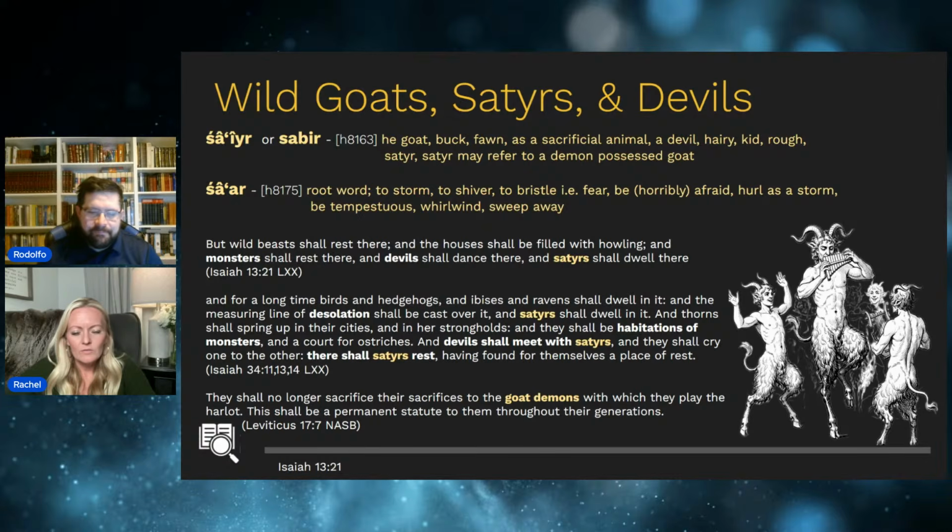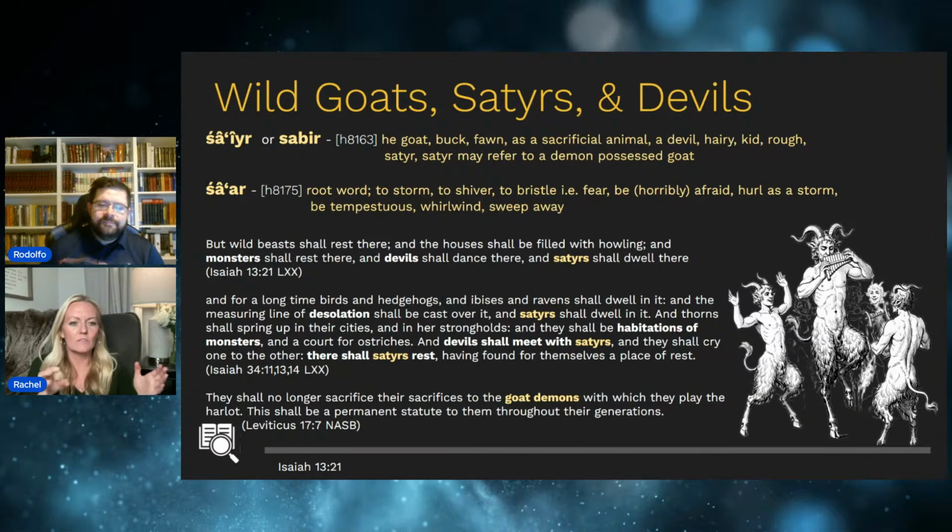Then in Isaiah 34 in the Septuagint too. So I thought this was cool because it says, let's see, "And for a long time, birds and hedgehogs and ibises and ravens shall dwell in it, and the measuring line of desolation shall be cast over it." I just thought that the measuring line of desolation represents that. The measuring line is almost like a boundary, but also a tool, like we were talking about, the line and the plummet when you're building something for the temple. Whatever that measuring boundary line is, it's desolation, right?